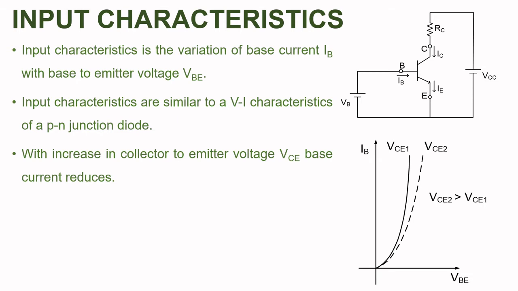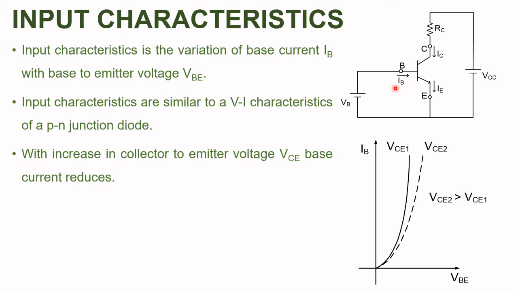In steady state characteristics of the transistor, we will be starting with the input characteristics. Here we have considered an NPN transistor with common emitter configuration. That means the emitter is common to both the base circuit as well as the collector circuit. Input characteristic is the variation of base current with respect to the base to emitter voltage.